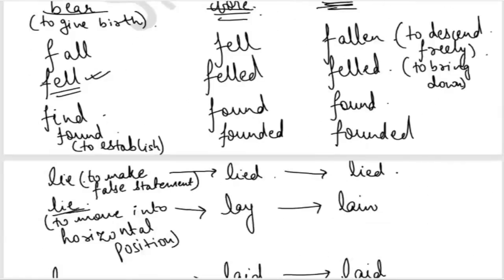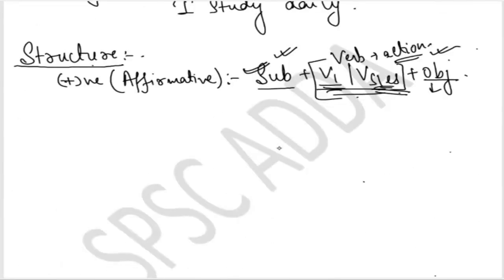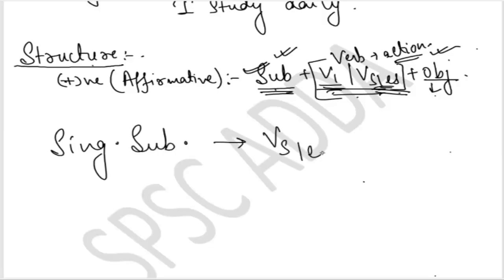Alright. So the structure of simple present tense includes subject, verb first form or verb s or es form, and then object. Now, the question arises: when do we use verb first form and when do we use verb s or es form? It actually depends on the subject. If your subject is singular, then you will use verb s or es form. Whenever your subject is plural, we use verb first form.